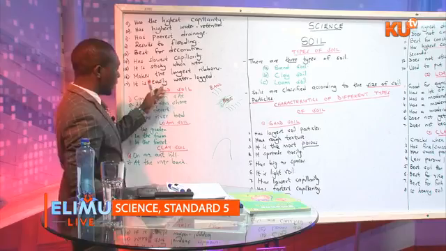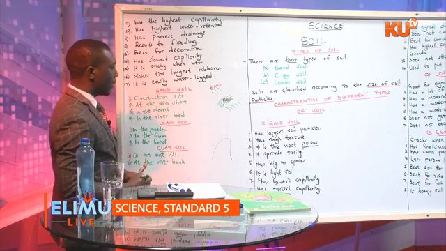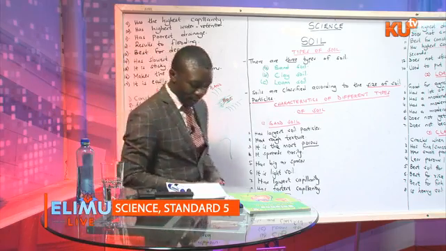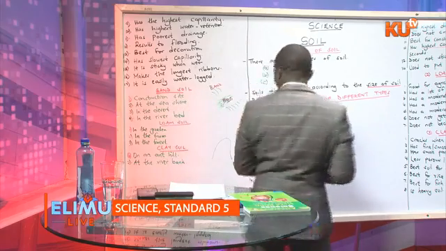Riverbed, we find sandy soil. Riverbank, we find clay soil. I think I'm now clear on that. Now let us look at the factors that are affected by the size of soil particles.